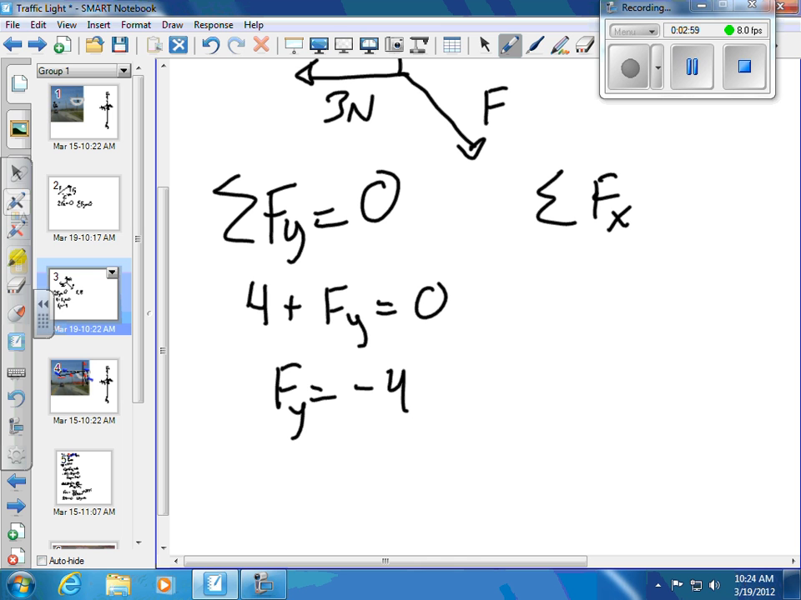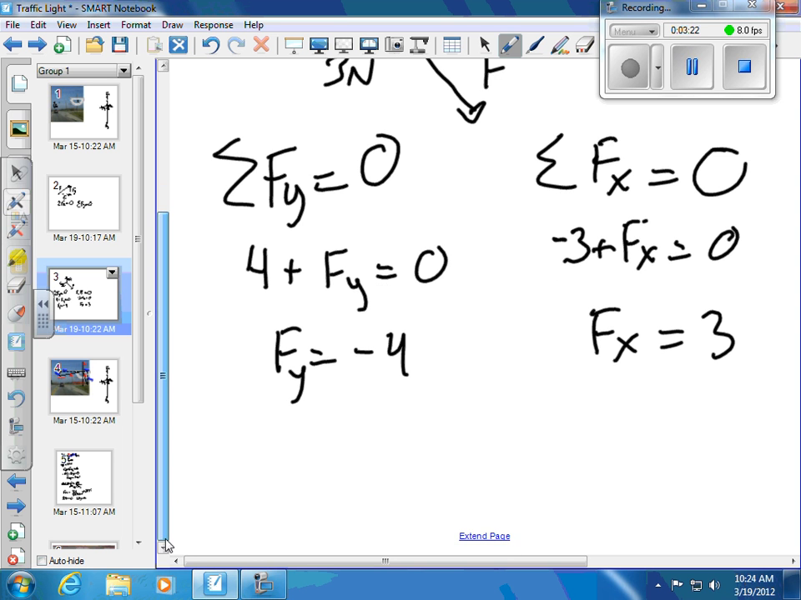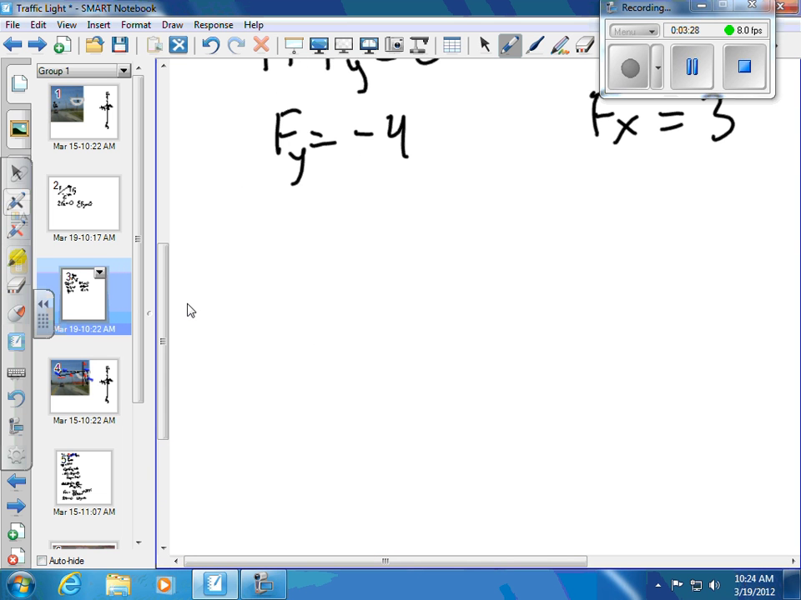Same thing in the x. What's the sum of the x forces equal to? Zero. 3 plus Fx equals 0. This time it's going to be a -3, because it's to the left. So 3 plus Fx equals 0, and Fx equals -3. How do we get 5 from that? We got 4 down and 3 over, right?